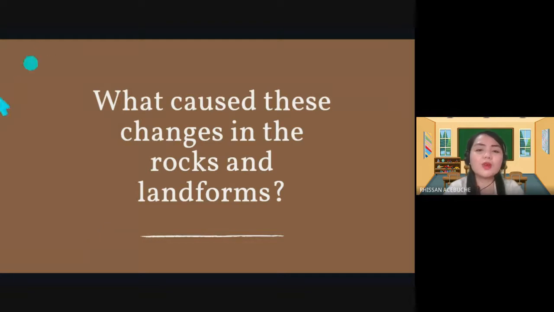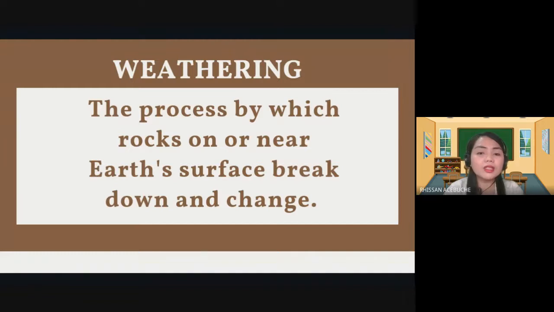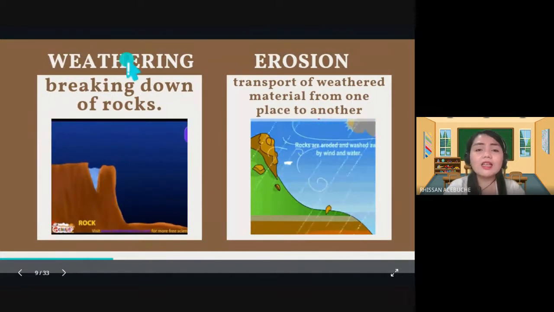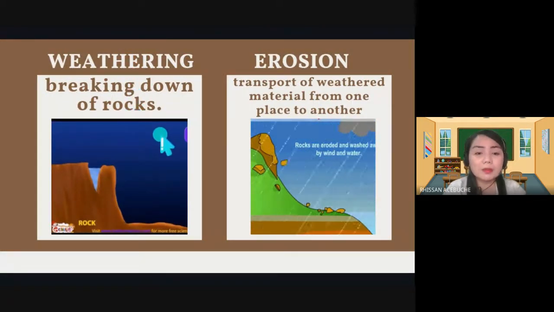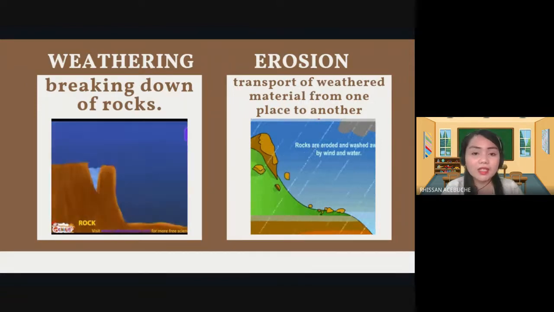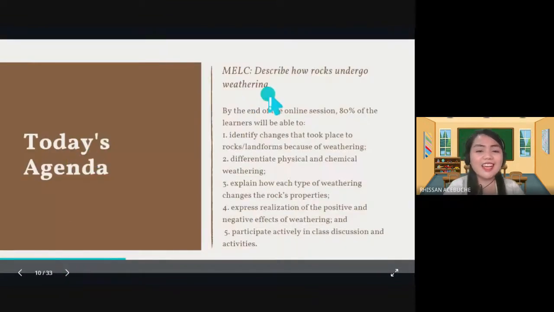That is right. So, weathering is actually the process by which rocks on or near Earth's surface break down and change. So, the very first process that happened to these structures and landforms that you saw is weathering. And usually we confuse it with erosion, right? So, weathering is actually the breaking down of rocks in its place, while erosion is the transport of the material from one place to another. So, what happened to those landforms and rocks that you have seen earlier are because of weathering and also erosion. So today, that is actually our main topic.